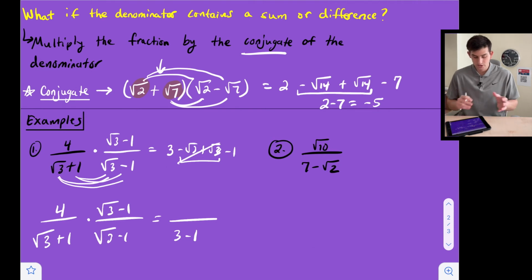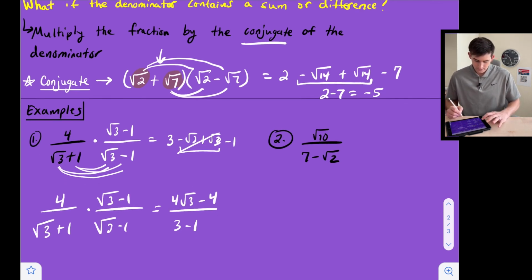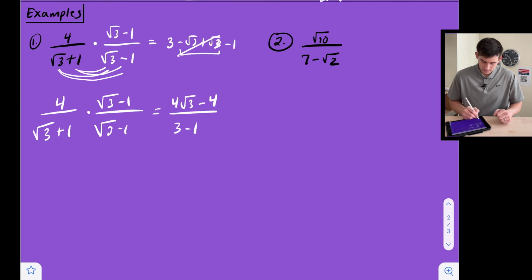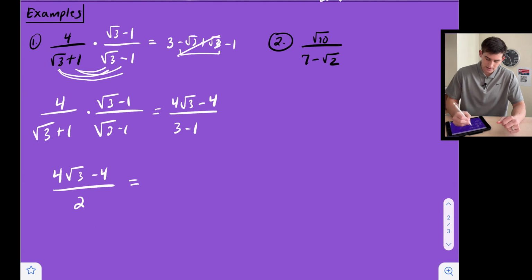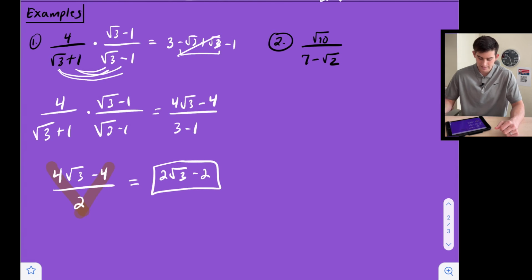And now what we can do is distribute the numerator. So this would be 4 times the square root of 3, and then 4 times 1, so minus 4. So now when we go to simplify these, we can just do 3 minus 1. So we're going to have 4 root 3 minus 4 over, and 3 minus 1 is 2. Okay, so now we have an ability to simplify this a little bit. So we can say this is equal to, because now we have 4 over 2, which would be 2 root 3. And we can also do this 4 divided by 2. So 2 root 3 minus 2, and that would be our final answer.